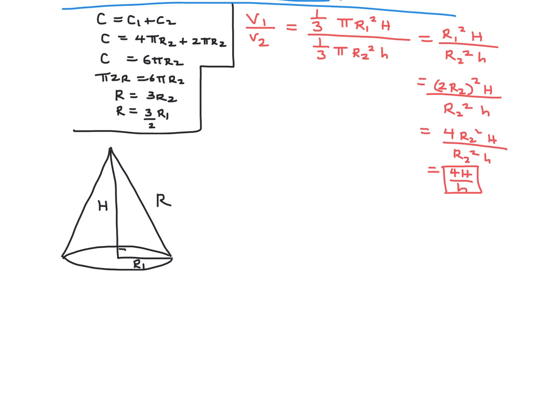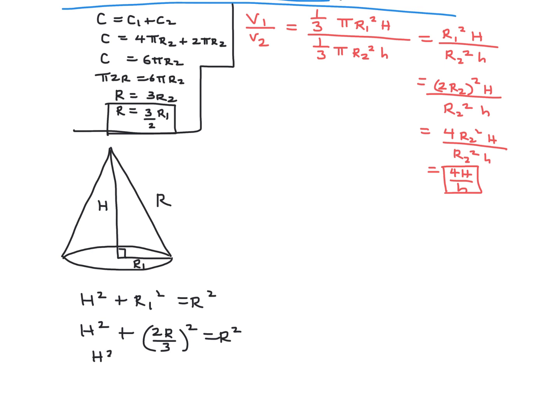Okay, using Pythagoras, we can get a Pythagorean relationship. H squared plus R1 squared is R squared, right? And R1 and R, we have the relationship here. Sooner or later, it's going to come in handy. So R1 would be 2R over 3, squared. And therefore H squared is R squared minus 4R squared over 9. So H squared would be 5R squared over 9, I believe. Yeah.